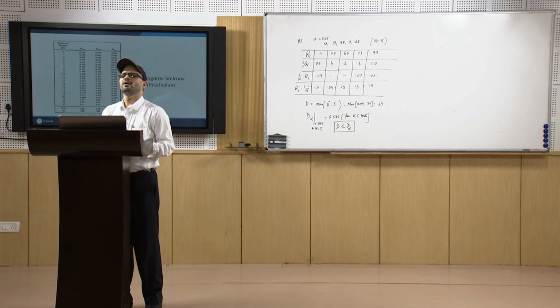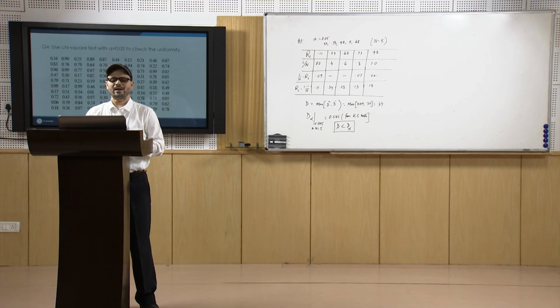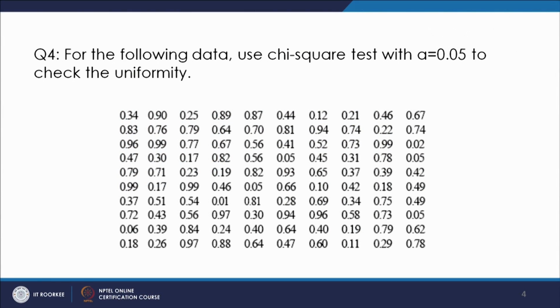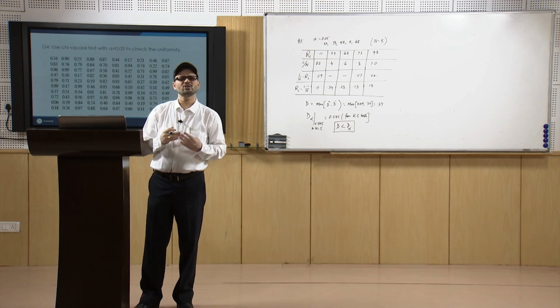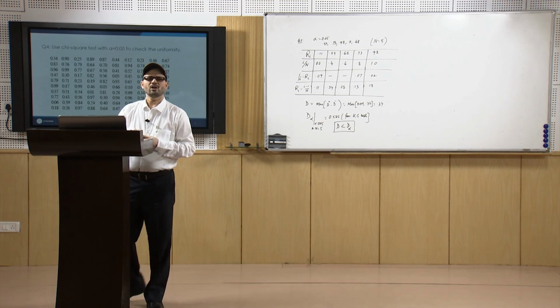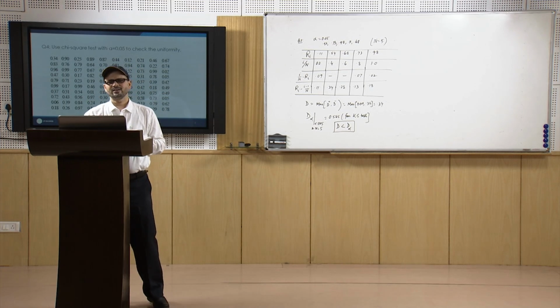Next question is that we have a table with values, and for the following data we have to use the chi-square test with alpha as 0.05 to check the uniformity. Now, we have already understood that when the data is limited in number, we use the Kolmogorov-Smirnov test. However, when the data becomes quite large, the chi-square test is carried out.